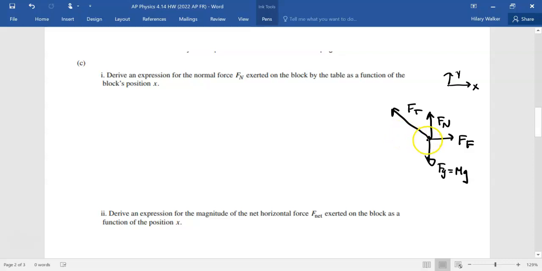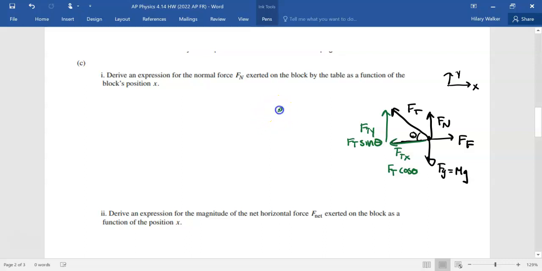Ft, I'm going to have to split that into the x and y components. So this angle is going to be theta. So I'm going to go ahead and split that into, we'll have Ftx, which is just going to be what? Ft cosine of theta. And then we'll have Fty, which is just going to be Ft sine of theta. And we do our trig for that.